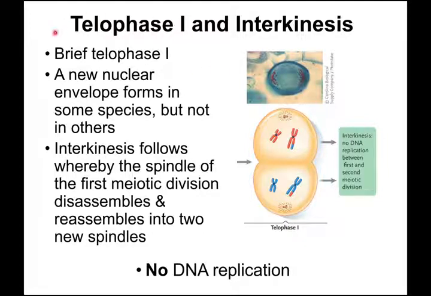Finally, telophase 1. Meiosis 1 ends with telophase 1, which is basically exactly the same as what happens in mitosis. You now have one component of each homologous chromosome pulled to one pole. This will cause the formation of one nucleus and another nucleus, so you would have two nuclei. Not in all cells is the nuclear membrane going to be reformed. Sometimes it does, sometimes it doesn't. It depends on the organism.